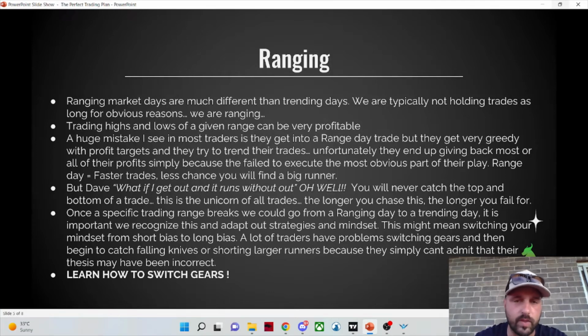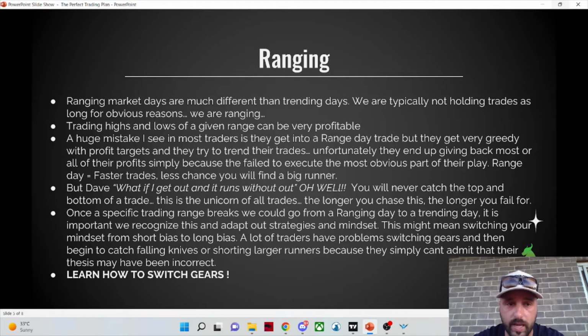Now, this is not the only piece of the puzzle you look for. There's other criteria we look for in doing this, but this is the general idea. A huge mistake I see in most traders is they get into a range day trade, but they get very greedy. Maybe they bought the low. Now, instead of taking profit at the high, they're looking for it to break the high. They don't sell their position and take profit as they should have. The trade fails, it comes back, it stops them out break even, or maybe even with a loser, okay?